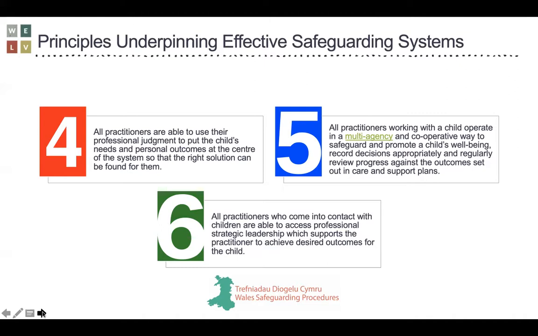By doing this, we safeguard and promote a child's well-being. It means we're recording decisions appropriately, regularly reviewing progress against the outcomes that are set out in care and support plans. And finally, all practitioners who come into contact with children must be able to access professional strategic leadership, which supports them to achieve the best desired outcomes for the child.